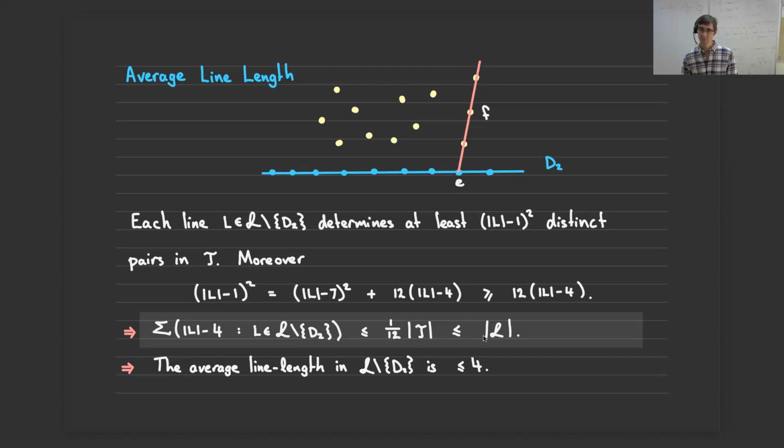Okay. Right, I got the average of these numbers is less than the number of lines. So now if you just divide through, it says the average of L minus 4 is less than or equal to 1. Have I lost a plus 1 here? I think I have lost a plus 1 here. Maybe it's 5. That should be 5. The average length of one of these lines is at most 5.